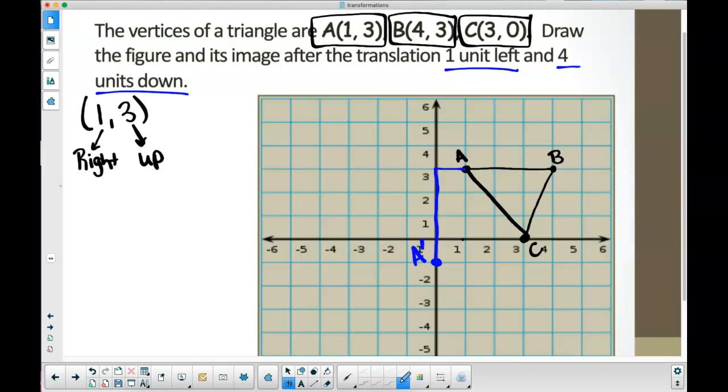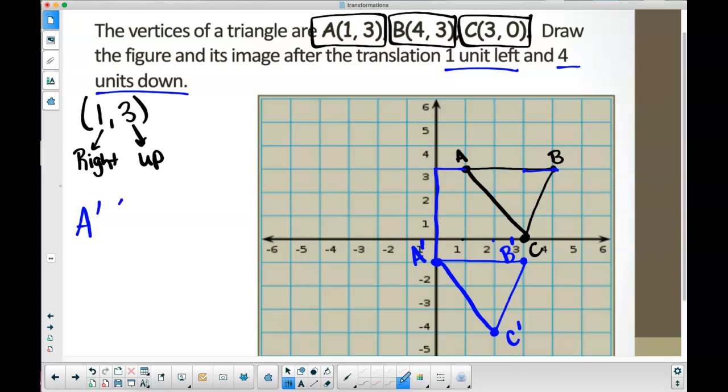Then we're going to take point B and we're going to move it 1 unit left and 4 units down. And we're going to label that B prime. Okay. And point C, 1 unit left, 4 units down. And we're going to label that C prime. And connect the dots. Is it the same exact triangle? Yeah. We've just slid it over and down. Okay, now we are going to list the new points.